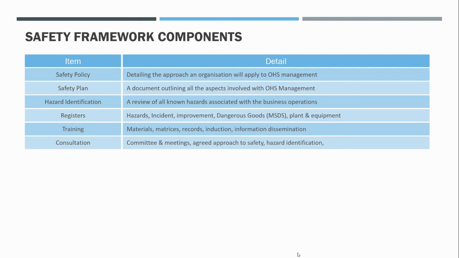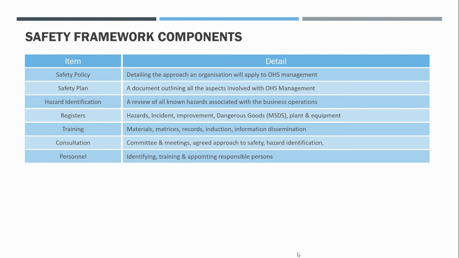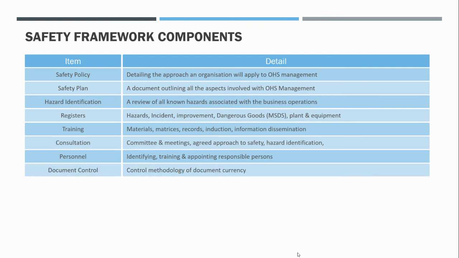Under the Act, we need to consult. So we'll need to arrange a safety committee and conduct meetings with minutes recorded. That committee will define an agreed approach to managing safety, and may also be involved in hazard identification. We'll need to identify, train and appoint responsible persons for occupational health and safety. We need to work out how we manage document control so that the latest forms are being used around the organisation.